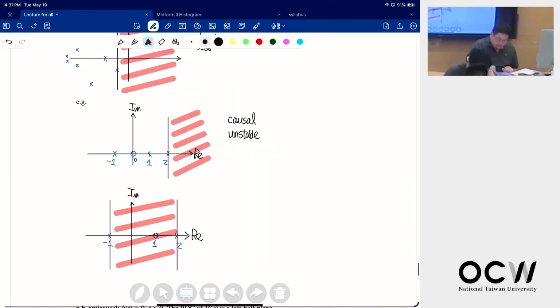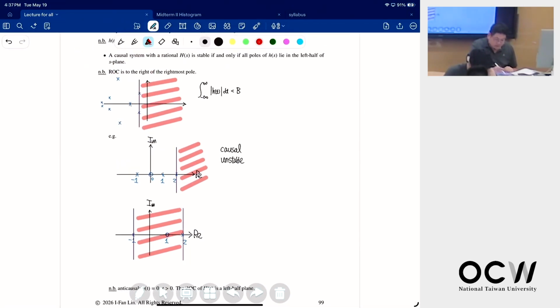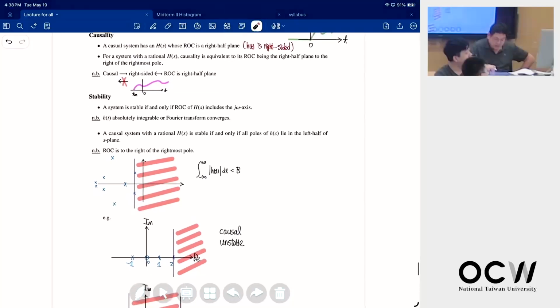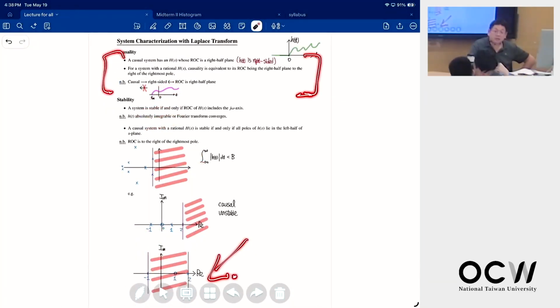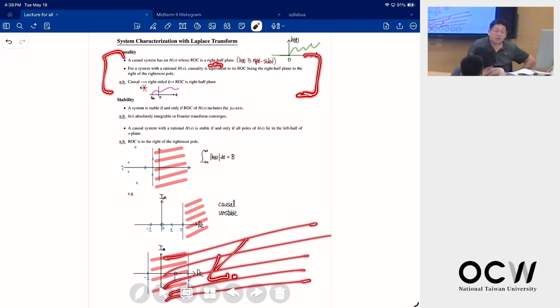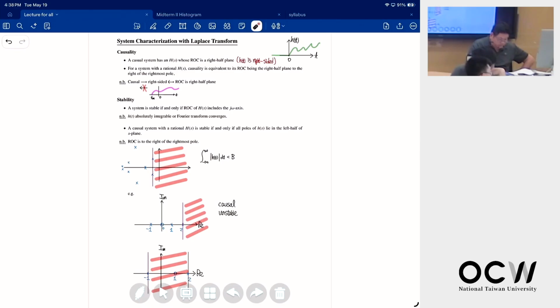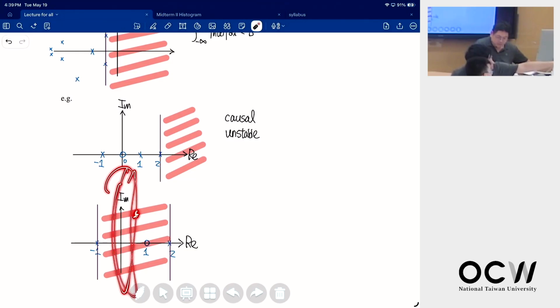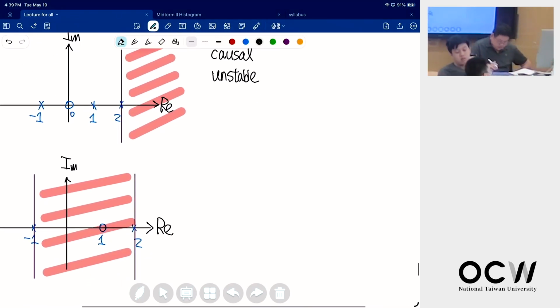So in this case, is it causal, stable, or not? Stable or unstable? Causal or non-causal? First, let's check the causality. Is it causal? No, because we need the right half plane. Okay. How about stability? Is it stable or not? Yes, it is stable because it includes the axis. Once it includes this, it's stable. So it is non-causal but stable.